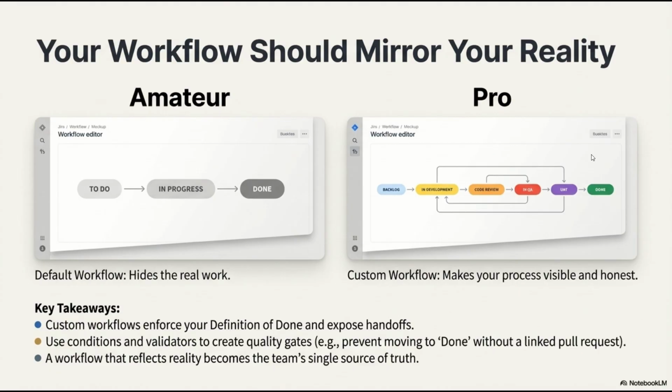Now, how do you go about your real workflows? A simple one might be to do, in progress, done. But in a real-time scenario you have a backlog, then it moves to development, then there is a code review, and for the code you have to do QA, then UAT, and the final stage is the done status. So this could be a possible workflow which everybody will understand.